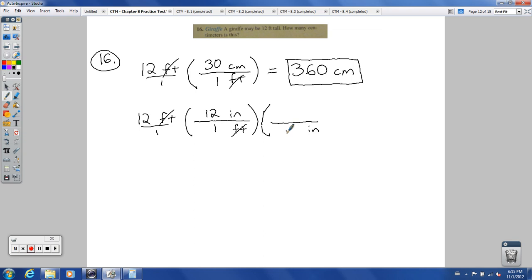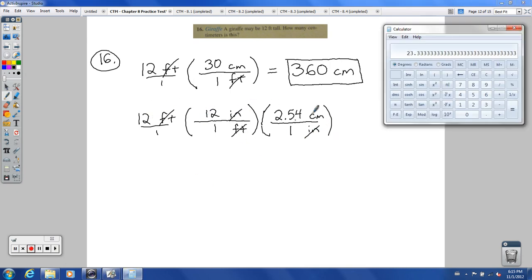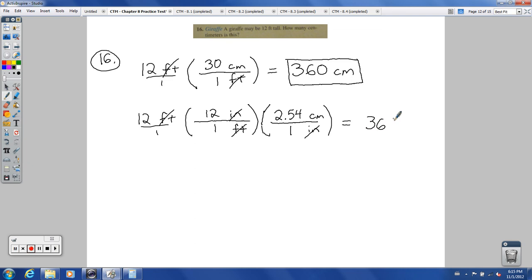I already used the fact that 1 inch was 2.54 centimeters approximately before, so I'm going to use that. That will get rid of inches. Now it's a matter of multiplying 12 times 12 times 2.54. So 12 times 12, that's 144. And I multiply that by 2.54, and these should jive together pretty well. So 365.76. You'll notice that's a little different, but that's because one of these was a better approximation than the other.